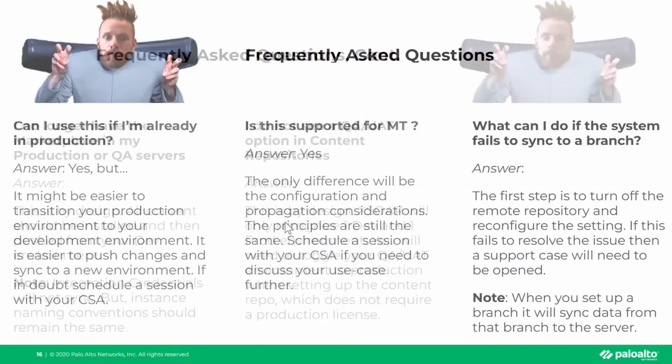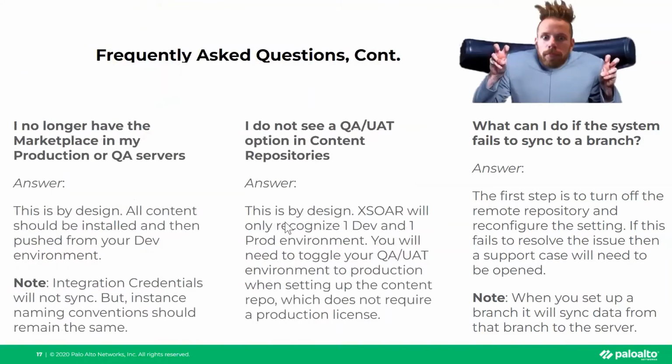You should be okay. The other questions that come up: I no longer have the marketplace in my production or QA servers. This is by design. We reviewed that today. Again, integration credentials will not be pushed. I don't see the QA or UAT option in content repos. This is by design. Again, you only have the one dev and one prod option. You will have to manage those changes through Git.